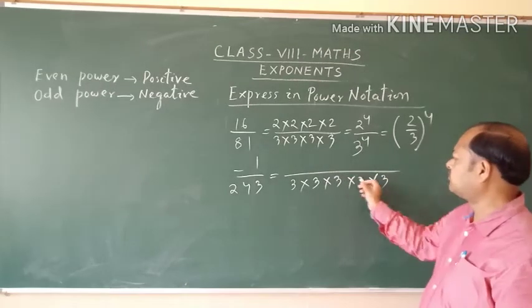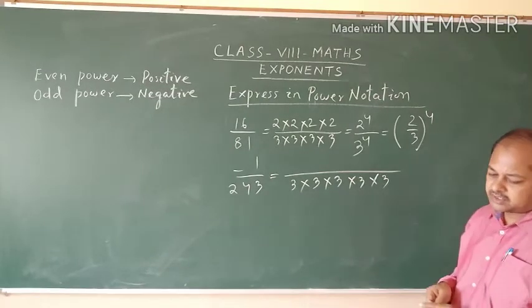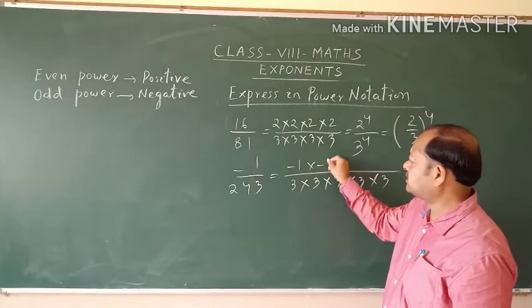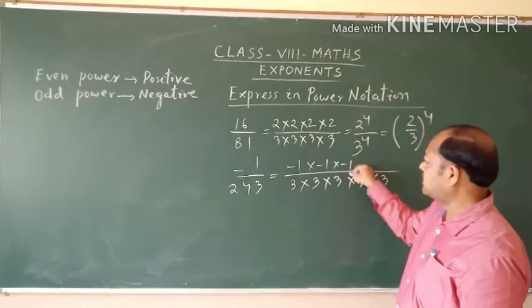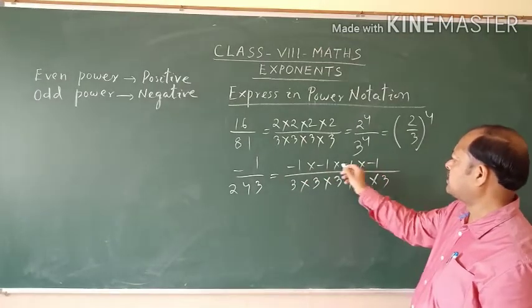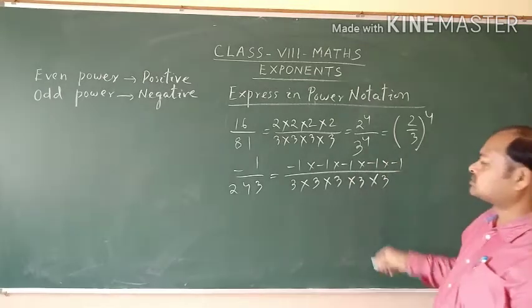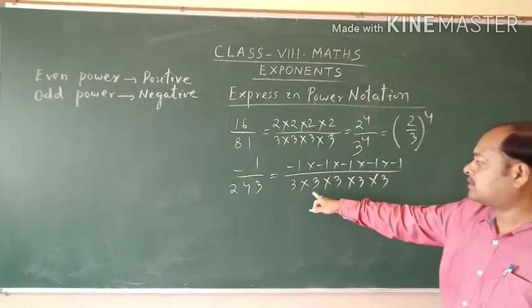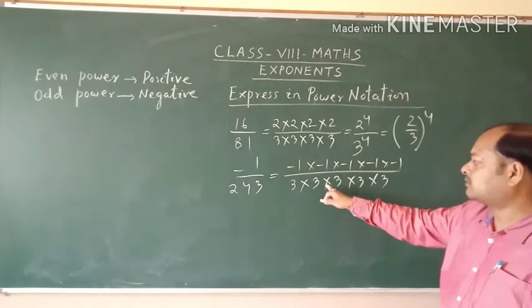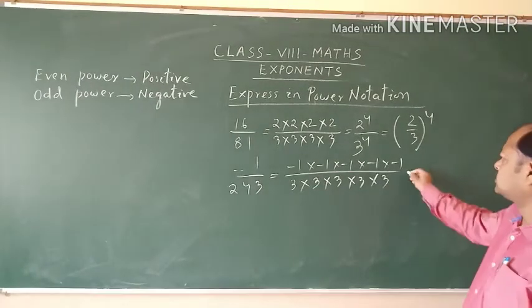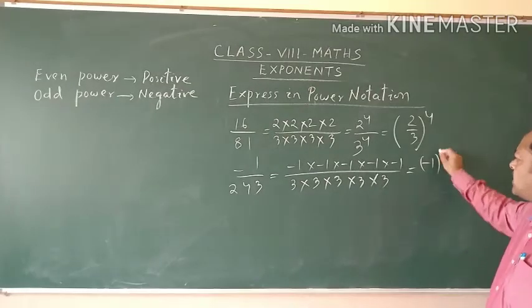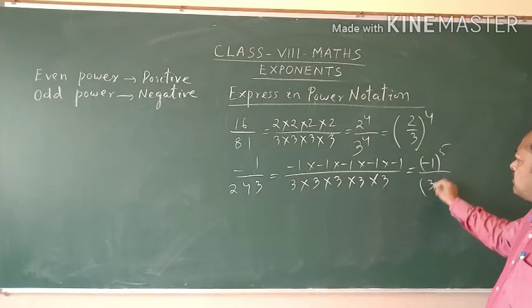So 1, 2, 3, 4, 5 times 3, so it is 243. And minus 1 you can write how many times? Minus 1 into minus 1 into minus 1 into minus 1, 1, 2, 3, 4 into minus 1. So how many times minus 1? There are 5 times minus 1 upon 3 times 3 into 5 times 3. So here we can write minus 1 upon how much? 5 upon 3 to the power 5.